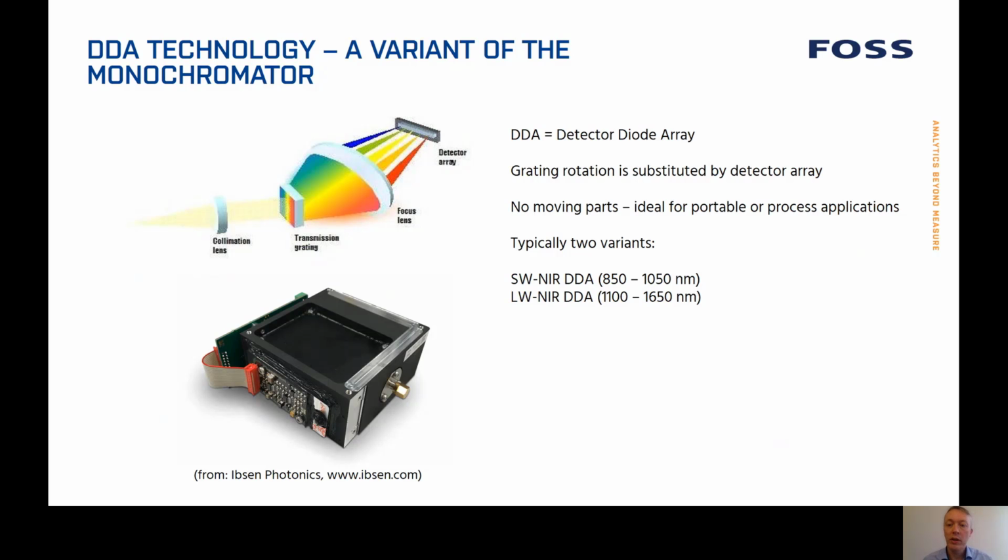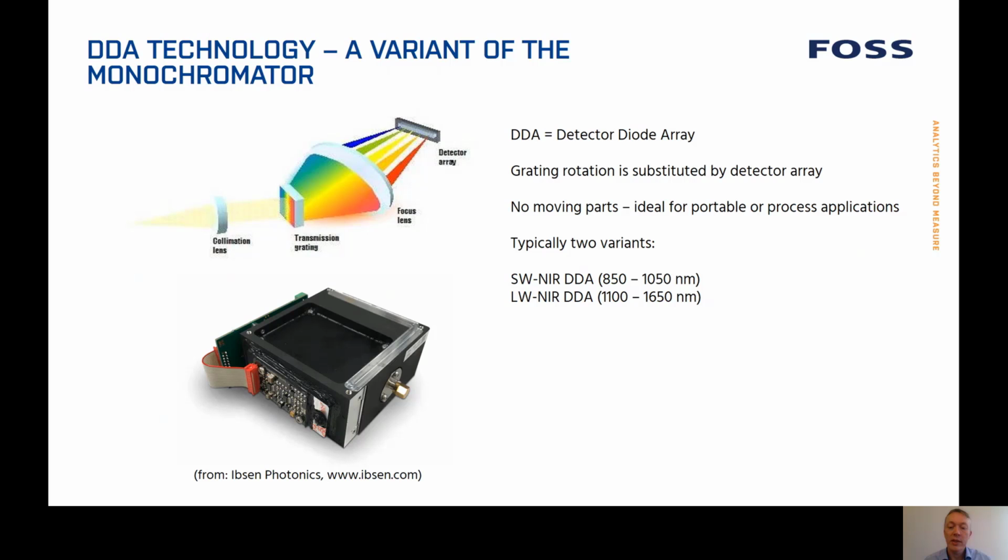There is a variant of the monochromator that should be mentioned, the so-called diode array detector. Like in the monochromator, a diffraction grating splits the wavelength of the light into different directions. But instead of turning the grating, an array of detectors is used to cover the wavelength range. So each pixel corresponds to a specific wavelength.